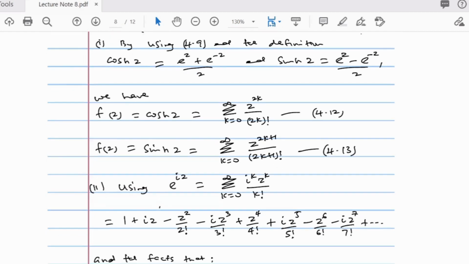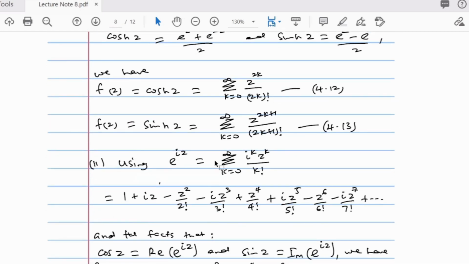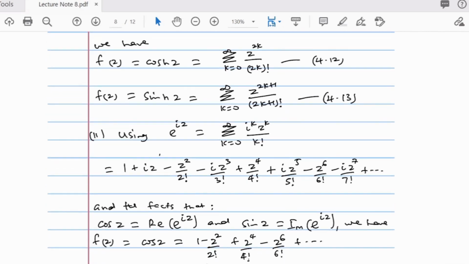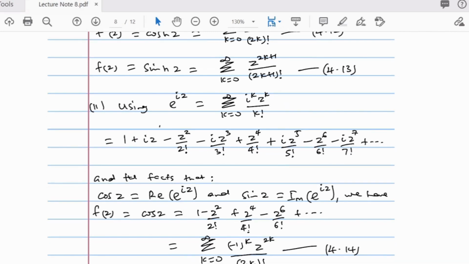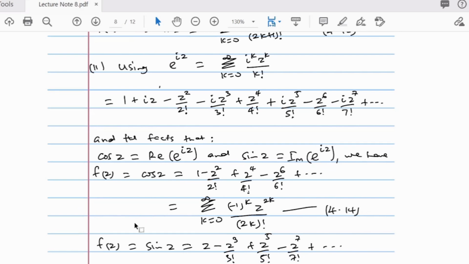Now, e raised to the power iz, by definition, has the power series at z0 equals 0: summation k equals 0 to infinity of i to the power k, z to the power k over k factorial, where i is just the root of minus 1. So this is the z to the power k term. Cos z is the real part of this, which is the same as what we obtained earlier. Sin z equals the imaginary part of e to the power of iz. So this is what we will get.